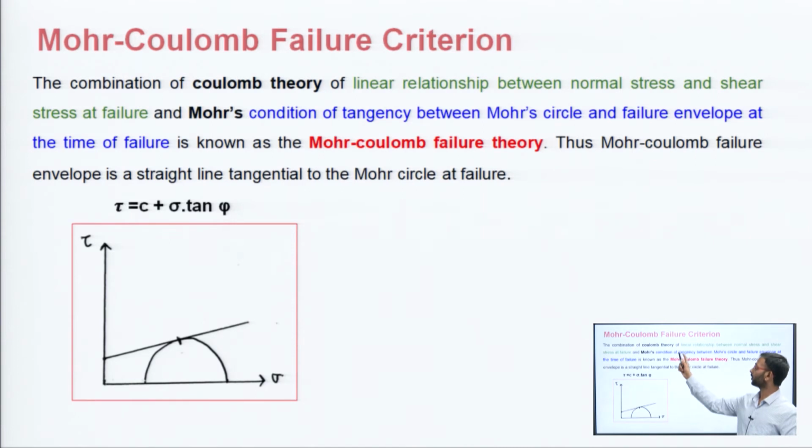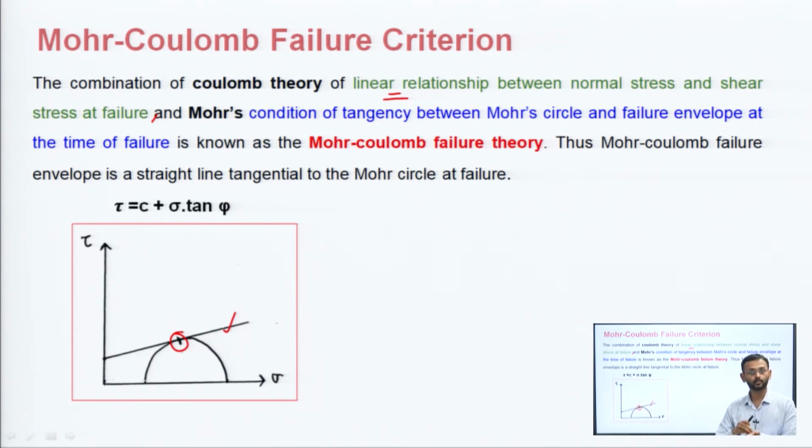Now see the combination of Coulomb theory of linear relationship. Okay, जैसे आपने देखा कि straight line बन रही थी, okay, this was there. Alright, between the normal stress and the shear stress at failure was given, and Mohr's condition of tangency between Mohr circle and failure envelope at the time of failure. तो यहाँ पर tangent होगा, ये किसने बताया था, ये मोहर साहब ने बताया था. So these two are combined here, alright.